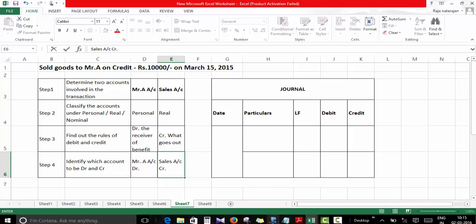Now we'll go to the journal. We'll capture the date of the transaction. It is 15th March 2015. Debit, which account got to be debited? Mr. A's account got to be debited, and what is the value? It is 10,000. Then which account should be credited? We know sales account got to be credited, right? So to sales account, and what's the amount?